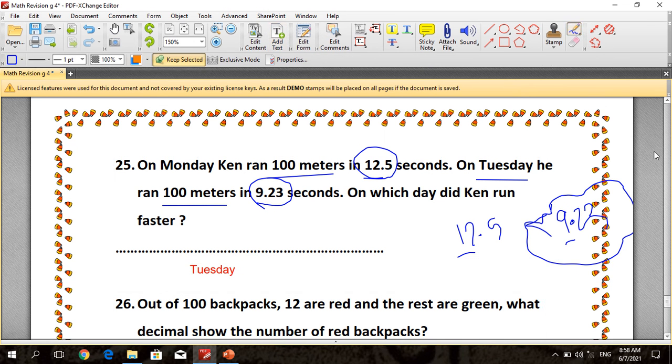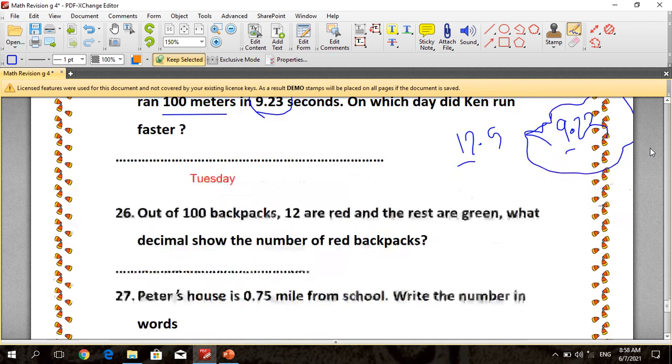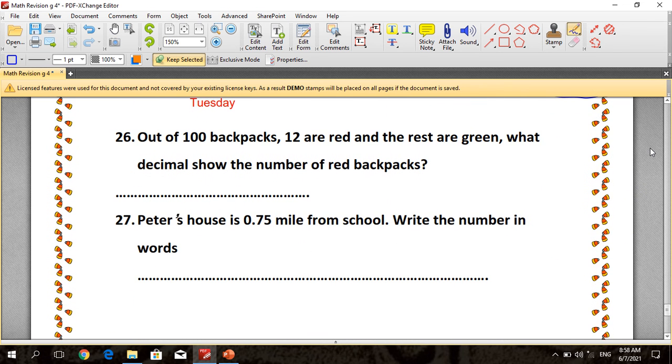Okay, Habibi, you got it? We want to know which is faster. That means he takes a smaller number. Okay, was faster. It means smaller number. Okay, now let's see question number 26.